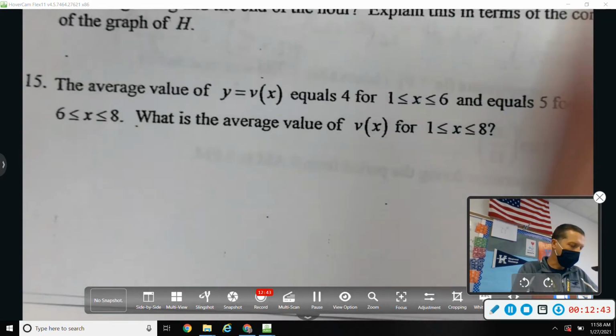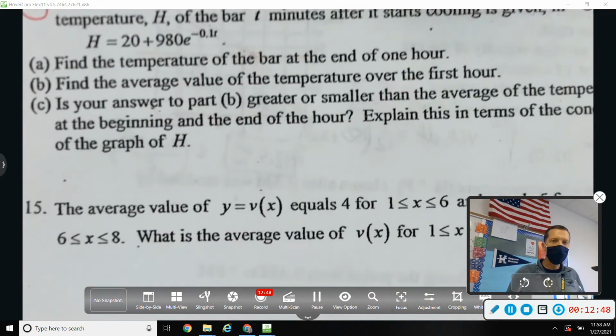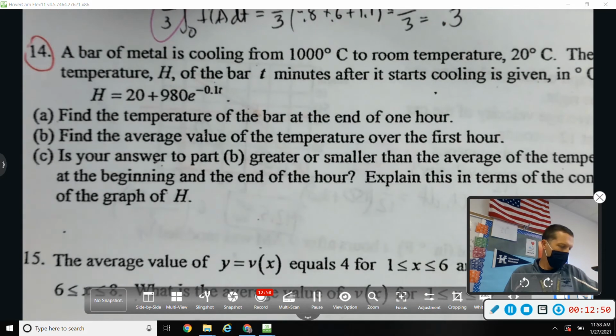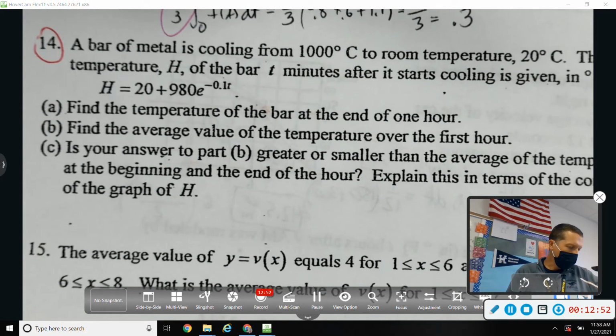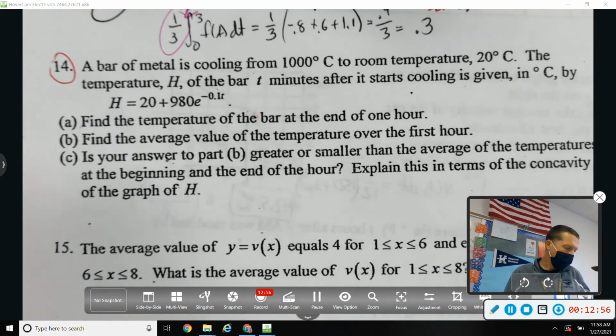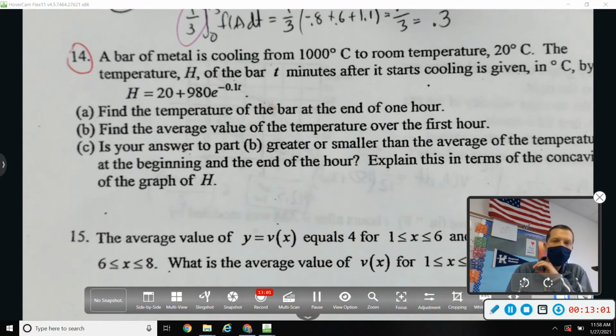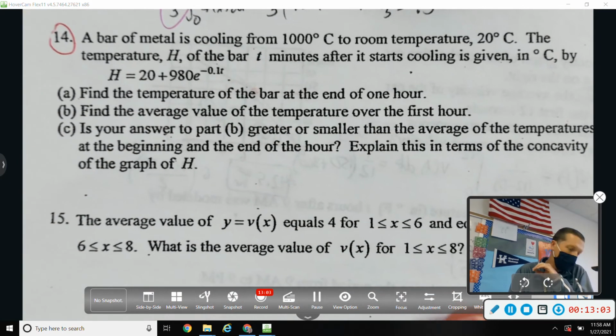Number 14. The average, 14, not 15. A bar of metal is cooling from 1,000 degrees to 20 degrees. The temperature of the bar is given by this formula. So I hope this is a calculator problem. Find the temperature of the bar at the end of 1 hour.